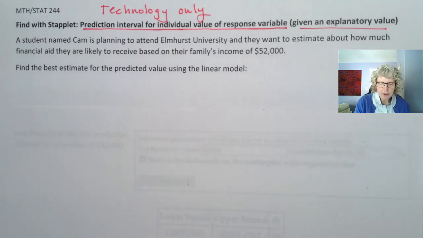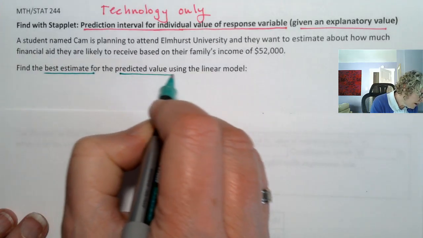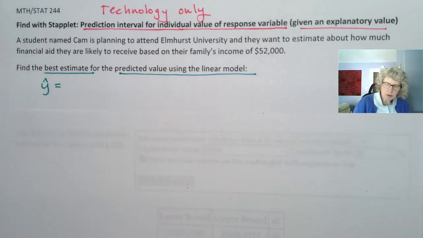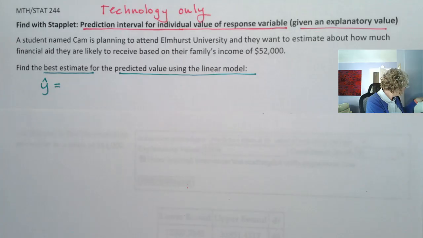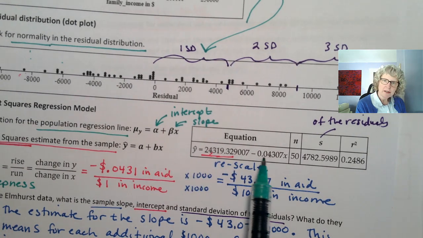Actually, this one we are going to do by hand, but it's the other one that I was thinking about, so sorry, I misspoke there. Find the best estimate for the predicted value using the linear model. The model we got is the formula we got, and I do have it, it's the best page. My pages are all over the place. Here's our equation, so let's write this out.